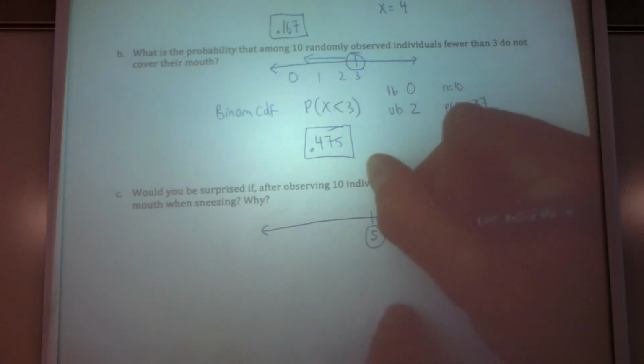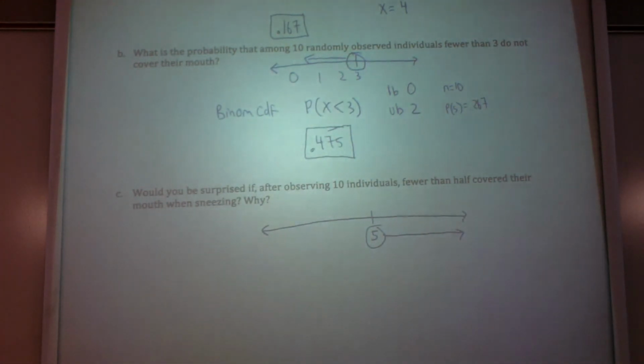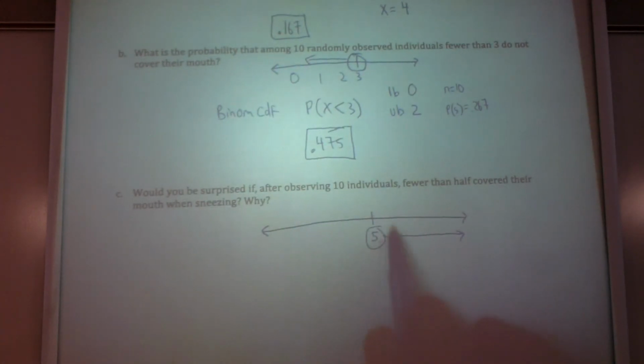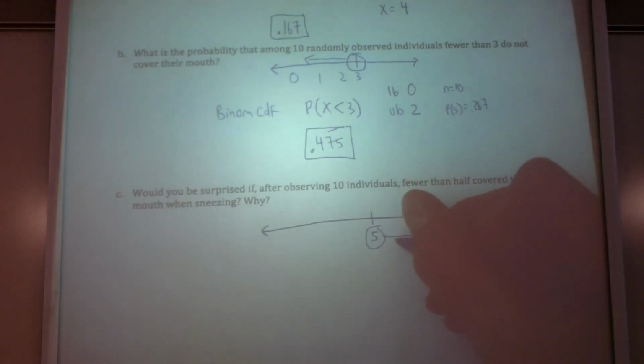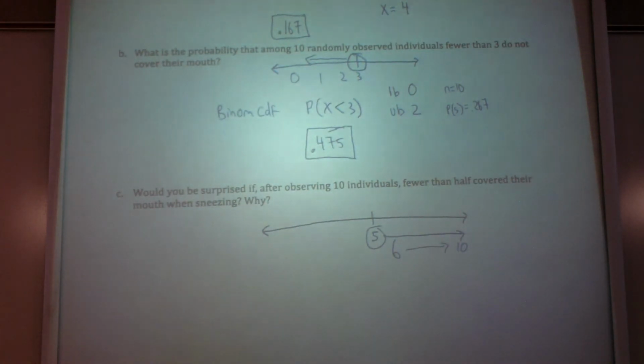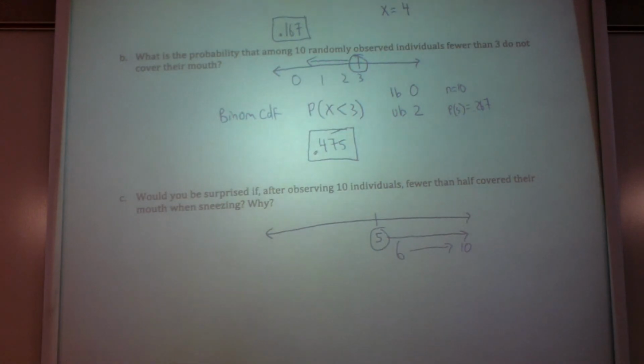Does that make sense? Because the way we have set this up is that a success is that they do not cover. And now this has flipped it on us and said we're looking at fewer than half covered. That means if fewer than half covered, that would mean 4 covered, 3 covered, 2 covered, or 1 covered. If we go back to the way we've been thinking about it, that means 6 did not cover, 7 did not cover, 8 did not cover, 9 did not cover, or 10. So that means above 5, so it would really be from 6 up to 10. So pay attention to the wording of the question. It's a little tricky here.